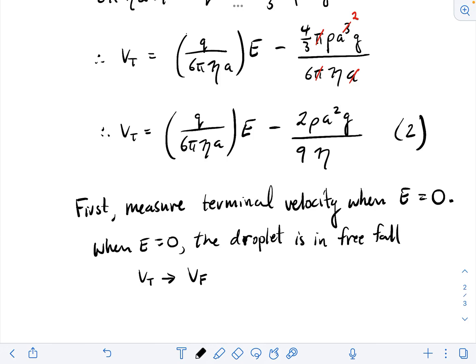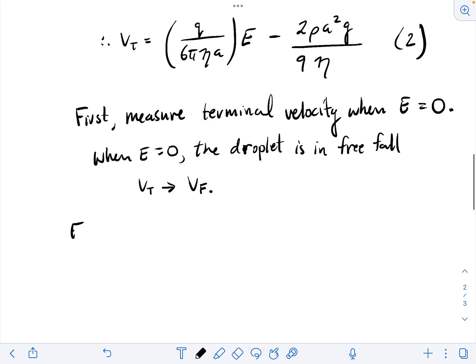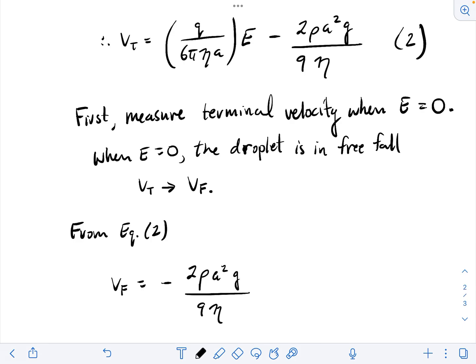And so from equation 2, what we see is that the free fall velocity is equal to, the first term on the right hand side vanishes because E equals 0. And so it's equal to minus 2 rho a squared g over 9 eta. That makes sense. The negative sign makes sense because if the droplet's in free fall, then it's moving towards the bottom plate, so its velocity is down, and we said we were going to choose that as the negative direction, and so we're getting a negative velocity, and so that's good.